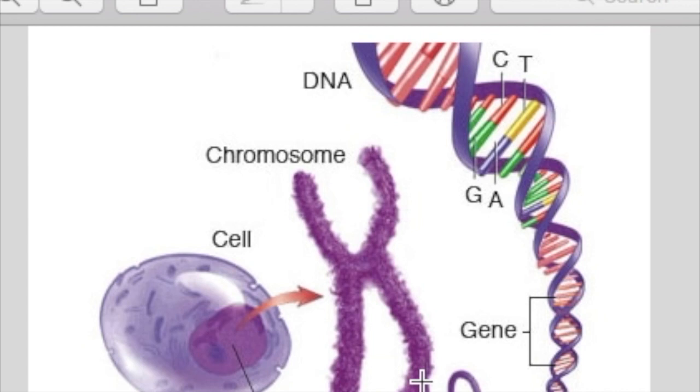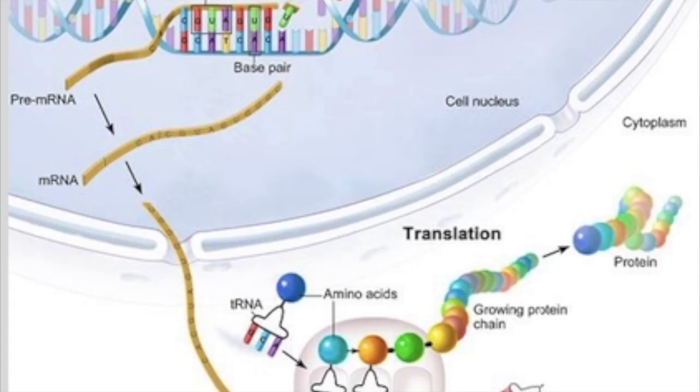Then a gene is just a section of the chromosome. It's just a part of the DNA strand that codes to make a certain protein. Okay, and that's all a gene is. The problem is, in order to make the protein, that code in the DNA actually needs to leave the nucleus and go to the ribosome. But DNA can't leave the nucleus. So what happens instead are two processes called transcription and translation.